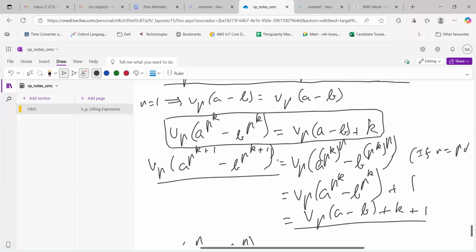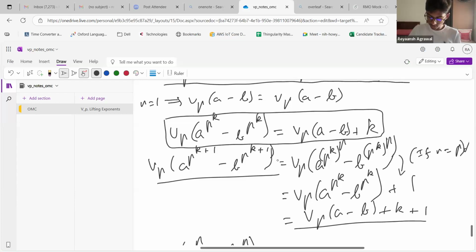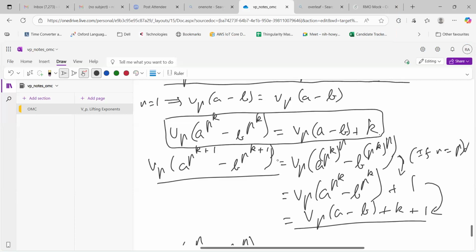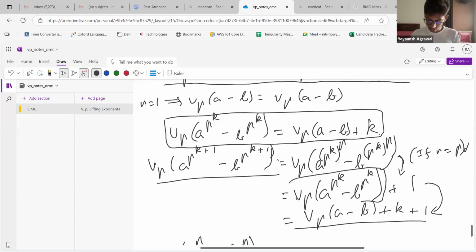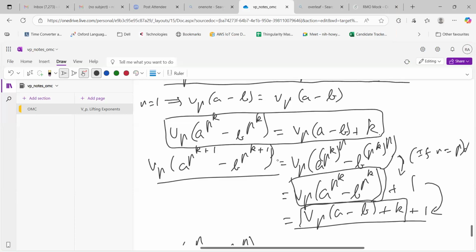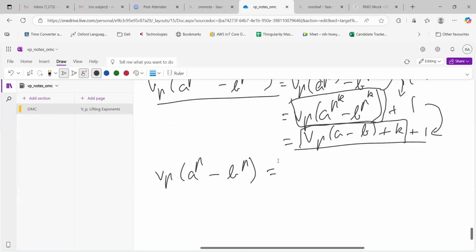Now, do you understand how I've gone this way? If n equals P works, then I can do this, right? Yeah, I get it. Now, if I want to go from here to here, basically I just used my assumption over here. VP of A^(P^K) minus B^(P^K) is equal to VP of A minus B plus K, right? We assume this. So I just replace this thing with this thing.